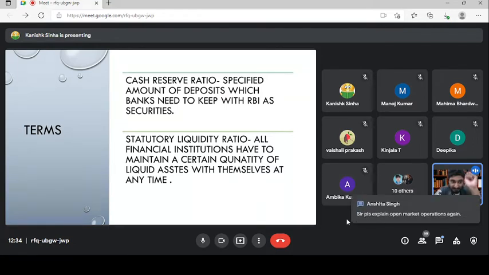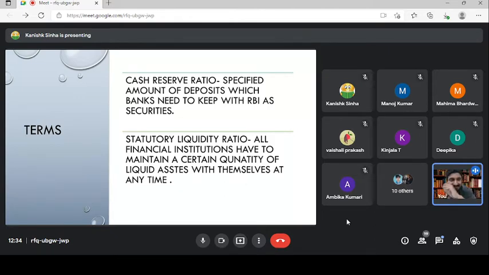Cash reserve, as the name suggests, is the specific amount of deposit which every bank needs to deposit with RBI as a security. You have to keep some money as the reserve amount as the security. So every commercial bank has to keep this amount of deposit as security in the RBI, that is the cash reserve ratio. In a similar line, you have the statutory liquidity ratio. What is the statutory liquidity ratio, guys? Every financial institution has to maintain a certain quantity of liquid assets.